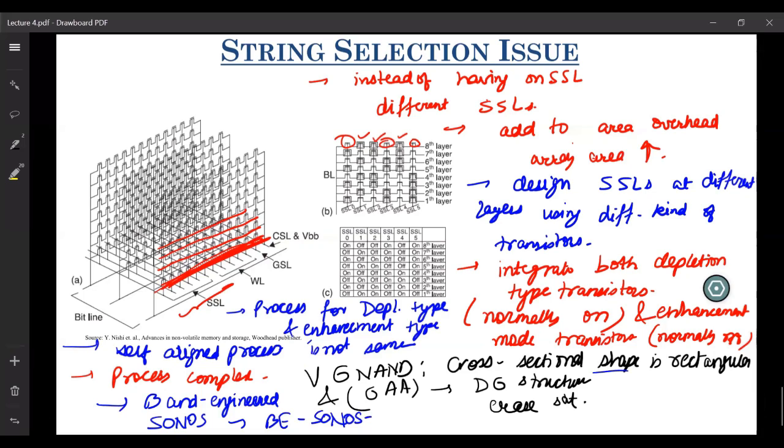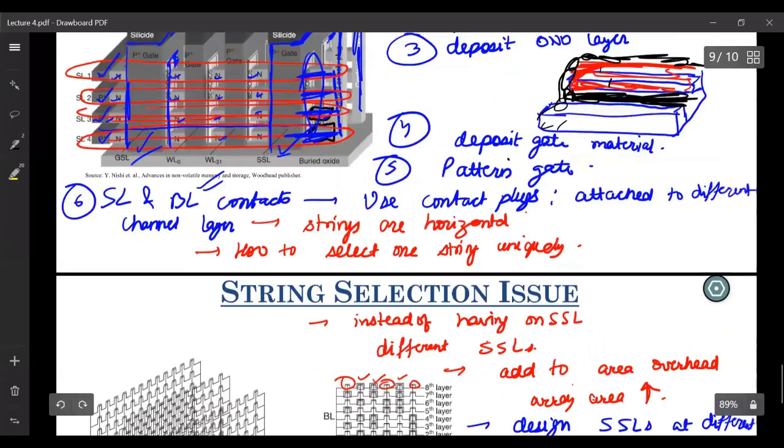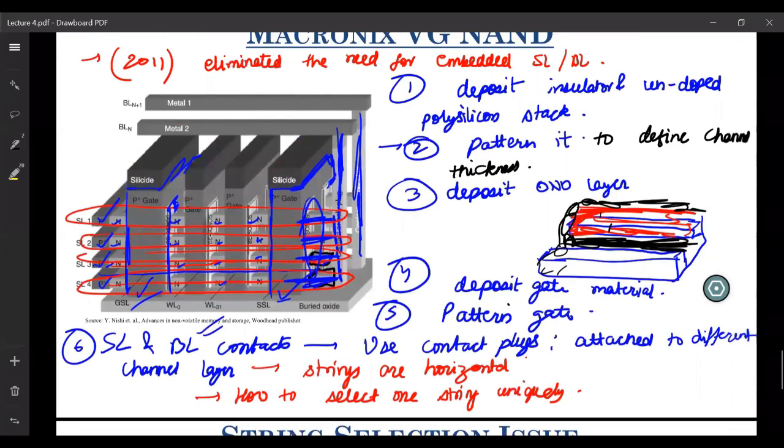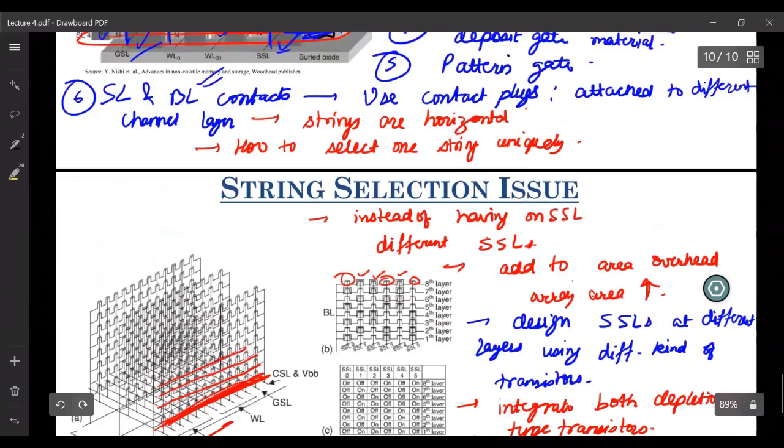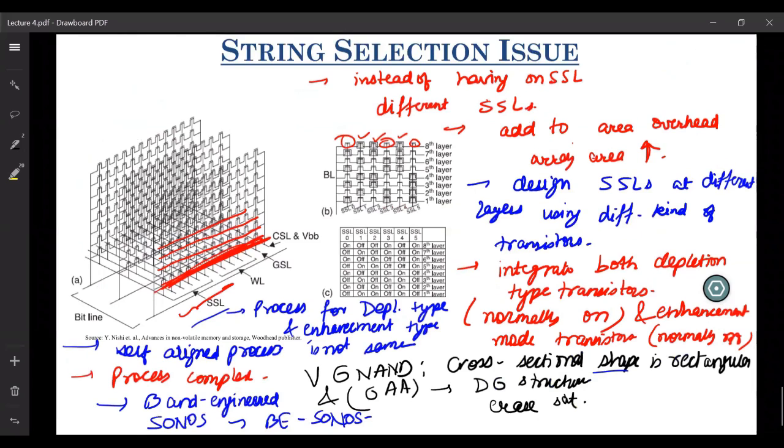Just because the cross-sectional shape is different and it's not a gate-all-around structure, it's process-wise very complex, because you have to add these SSLs, and in each layer you have to make some as depletion, some as enhancement type, and on top of that you have to pattern these gates a lot more times. So these things make its process complex as compared to a vertical channel kind of configuration.